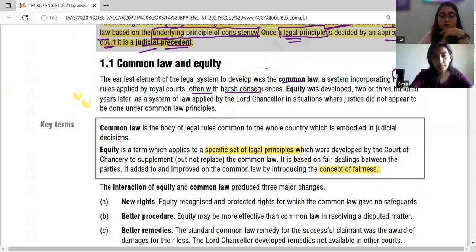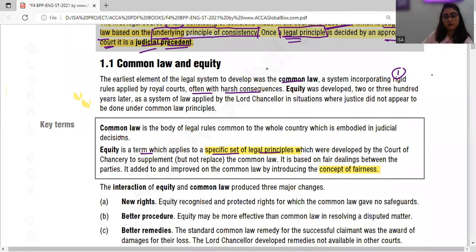And what is equity? Common law is the body of legal rules common to the whole country, which is important in judicial decisions. Equity is a term which applies to the specific set of legal principles which are developed by the Court of Chancery to supplement, but not replace, the common law. It is based on the dealings between the parties. It added to and improved on the common law by introducing the concept of fairness. Okay, Ali, what did you understand by this term equity? Basically, equity is also a set of rules, but it is not replaceable unless some new law is introduced via the concept of fairness by the other judicial systems. Okay.